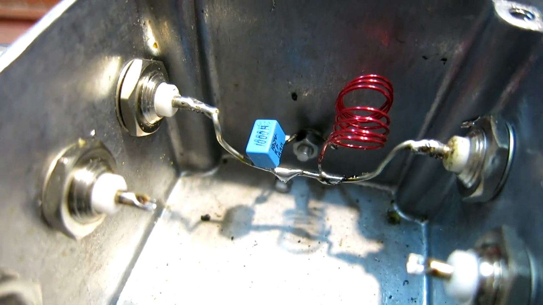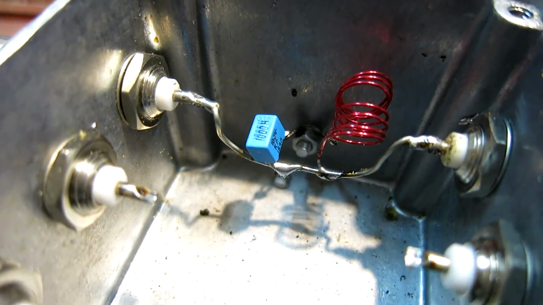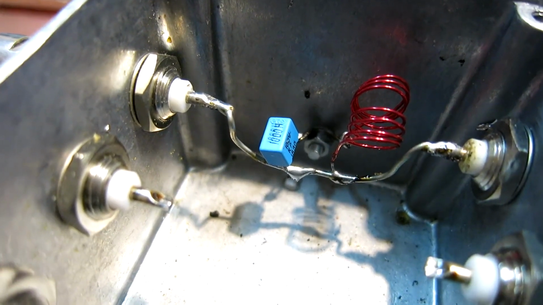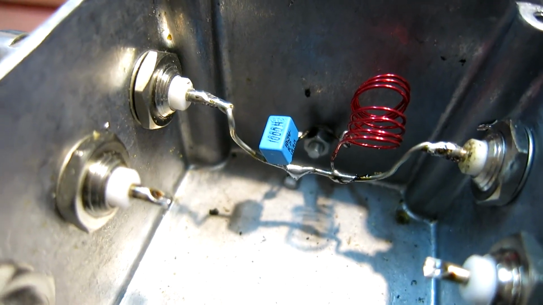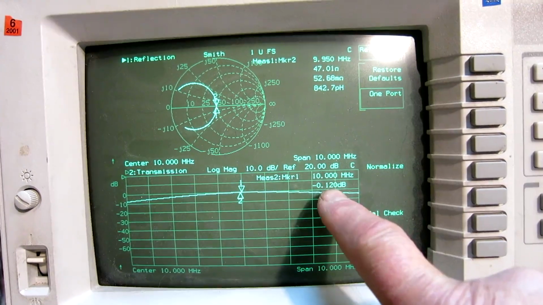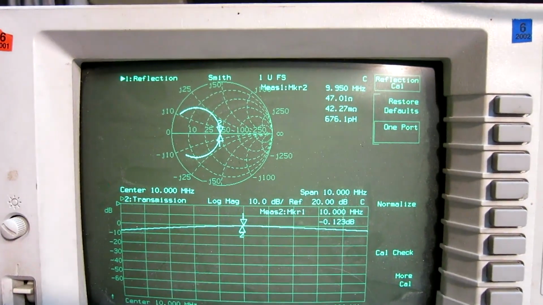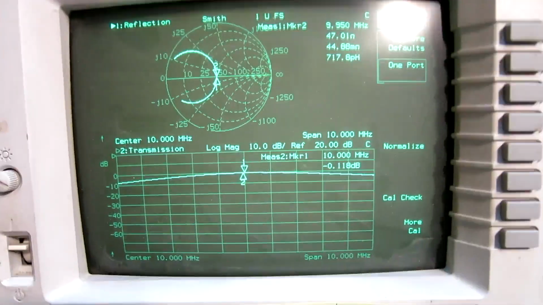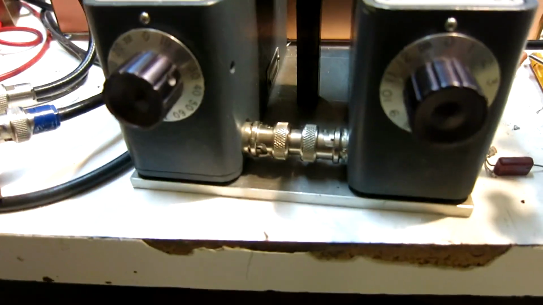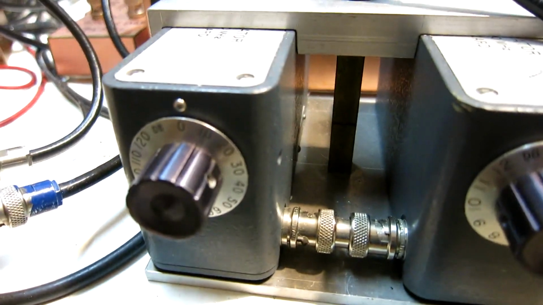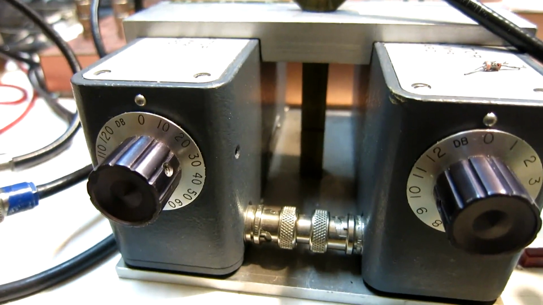This is a polypropylene capacitor. The capacitance is a little bit larger, so I had to change the coil a little bit. The losses are much lower. On the resonance it's only 0.1 dB, so the impedance is very close to 47 to 50 ohms. There is no attenuation. They're both set to 0.